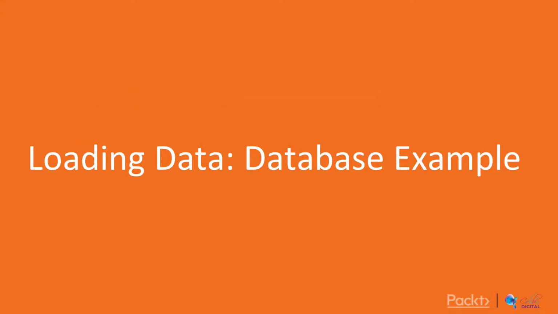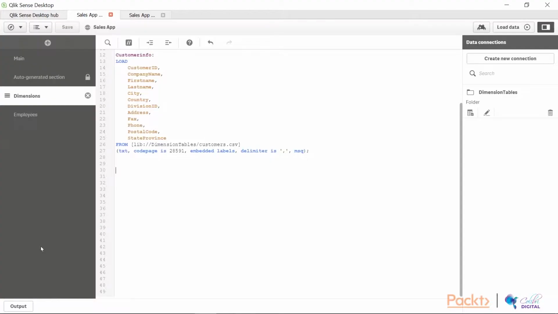So the first one that we are going to talk about is the database example that I talked to you about in the previous videos. I said that we will take a look at an example of loading from a database. So we are going to do that right now. So let's go into ClickSense.